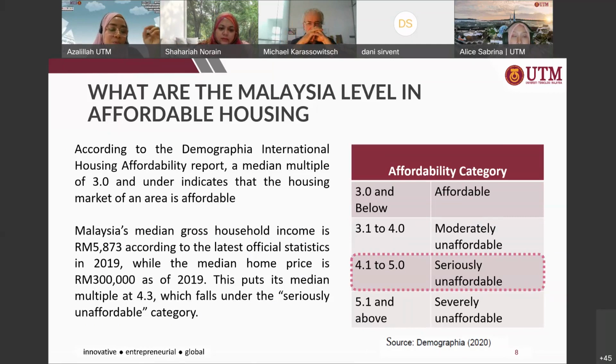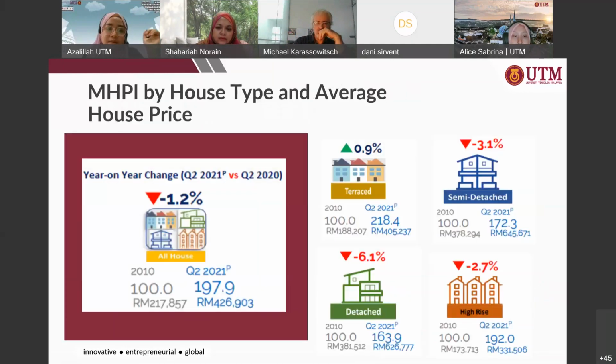So when we put this together, the multiple is at a 4.3 index, which means Malaysians fall in the seriously unaffordable category for housing. So here is the Malaysia affordable price index. What types of housing are available in Malaysia? This is for all types of houses.